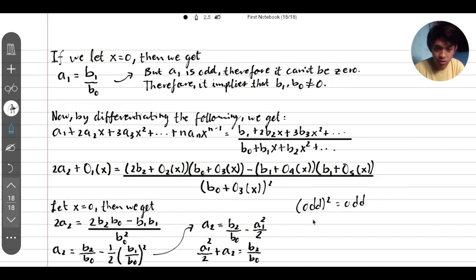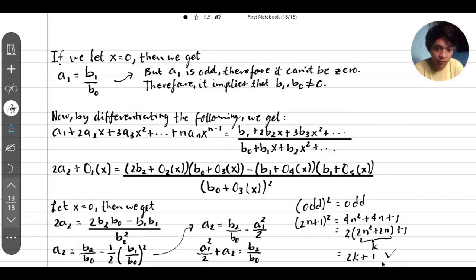So the proof lies on, let us consider 2n plus 1 an odd number. Square it and you get 4n squared plus 4n plus 1, right? So right now this is just 2 times (2n squared plus 2n) plus 1. So this is just another number. Let us say this is just k, therefore this is just 2k plus 1. So therefore we have proved that the square of an odd number is also an odd number.